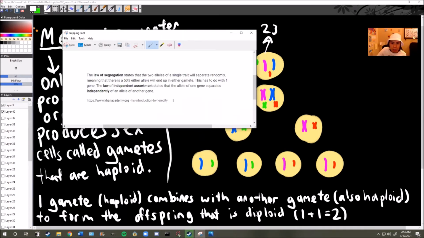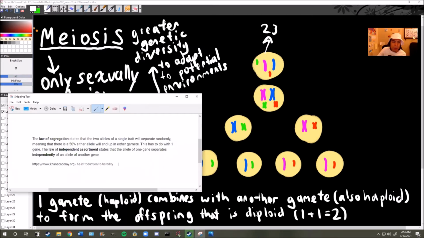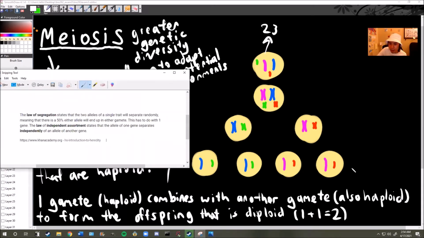The law of segregation states that two alleles of a single trait will separate randomly, meaning that there is a 50% chance that either allele will end up in the gamete. So you got to learn. I would look up an article and read about it, because I think that's the best way to learn. But the law of segregation basically entails the process of meiosis.